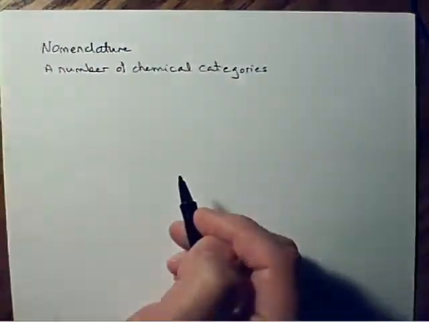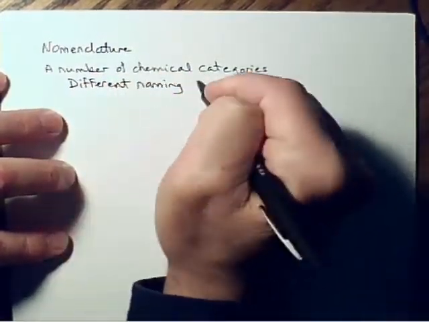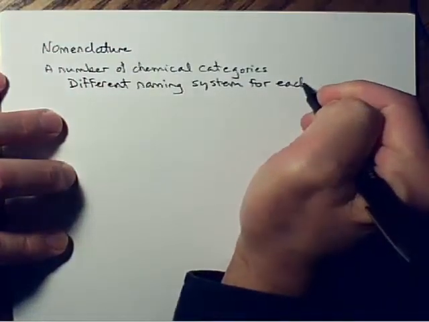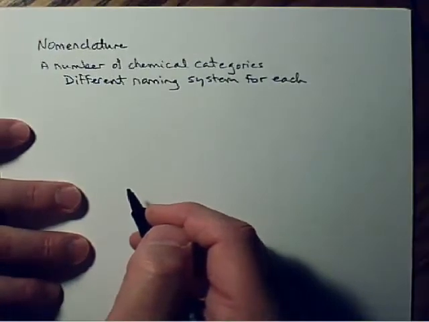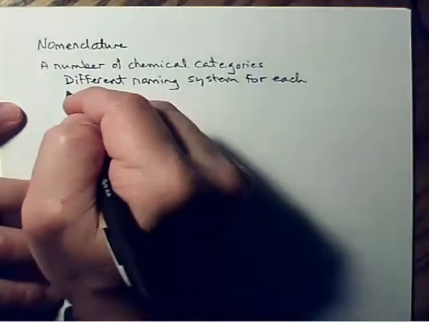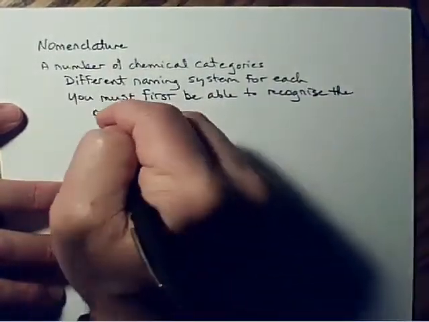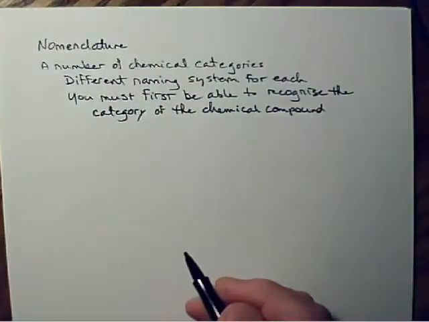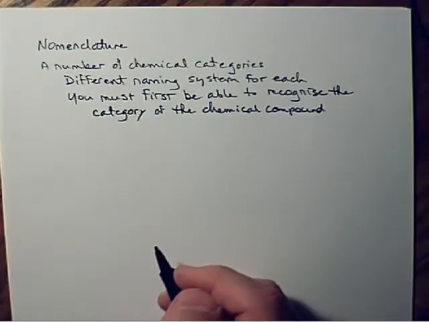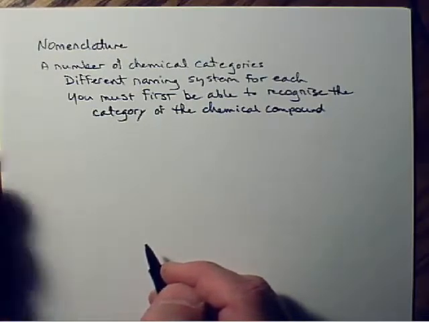And all of the categories have a different naming system. There are some similarities, but there are some differences for each one. So the first thing you've got to be able to do is to recognize the category. You probably in earlier classes learned a couple of these. You know, there's a different category for covalent and ionic, and there's a naming system for each. The naming system is a little bit different for those.